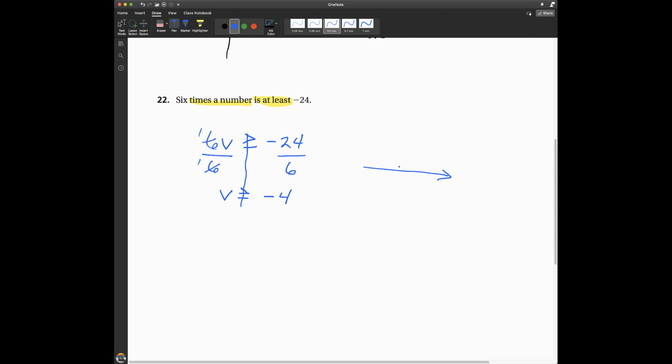And you guys know how to graph this one too. So here is 0, negative 4, I'll put over here. Like this, I'll draw a circle around it. And V has to be greater than that, so there's the greater than portion. And it has to be equal to negative 4. So we just shade that in a little bit. That's it. We're done. We got it.